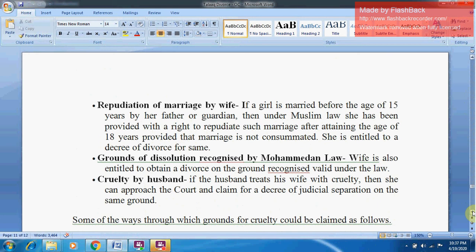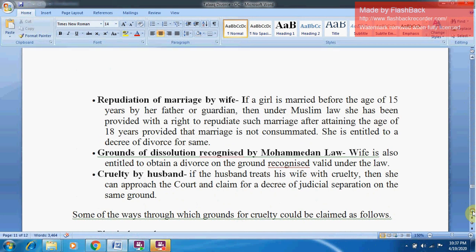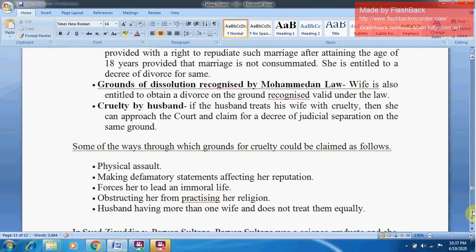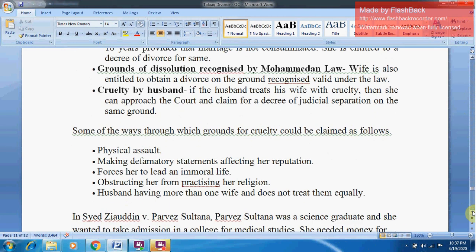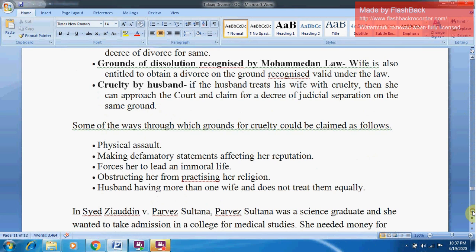And the earlier grounds which are recognized for the dissolution of Muslim marriage are in the Dissolution of Muslim Marriages Act 1939, and these are the grounds for dissolution recognized by the Mohammedan law. The wife is also entitled to obtain divorce on grounds recognized as valid under the law. Cruelty by the husband. If the husband treats his wife with cruelty, then she can approach the court and claim a decree of judicial separation on the same ground.